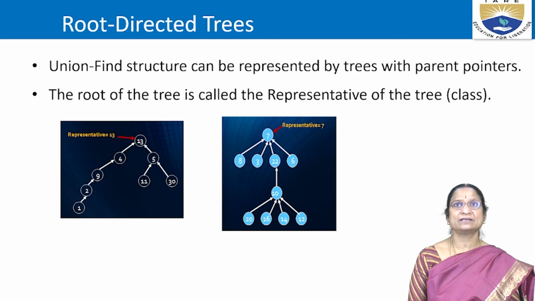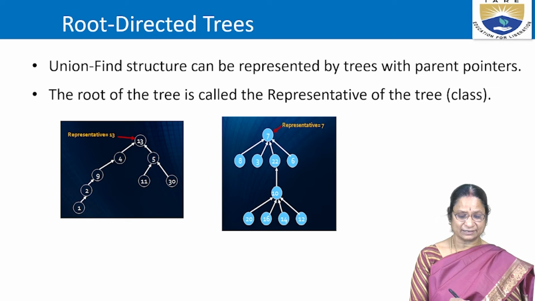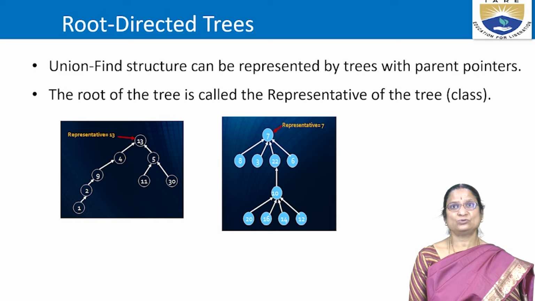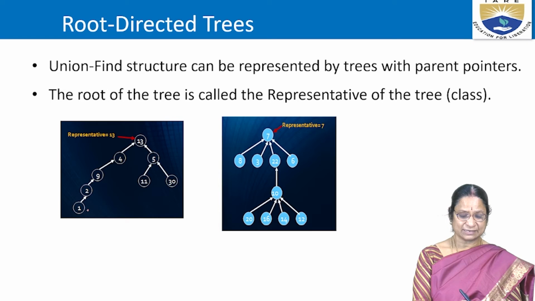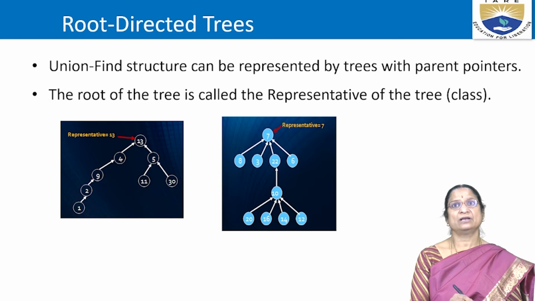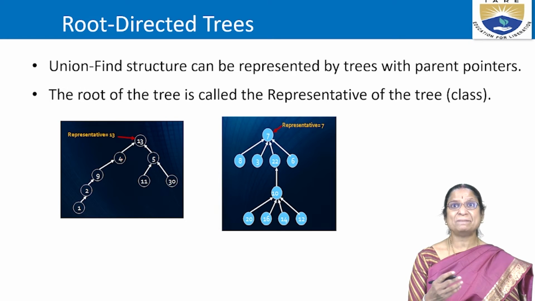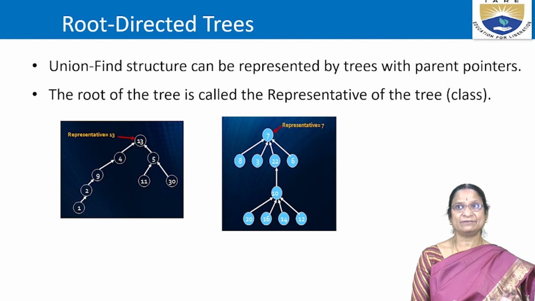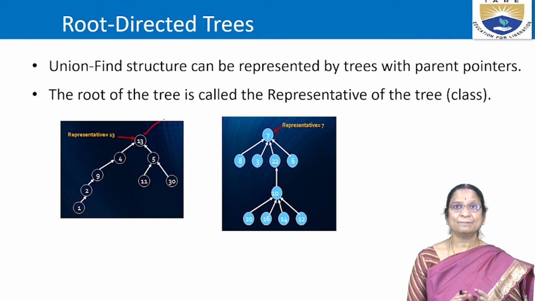But you observe here, in the form of directed trees, if you observe these two trees, from each node the pointing is towards its parent. So the root of the tree is called the representative of the tree. As I told you earlier, the representative can be anything, but when we are representing in the form of directed trees, the root of the tree is going to be the representative of the tree.